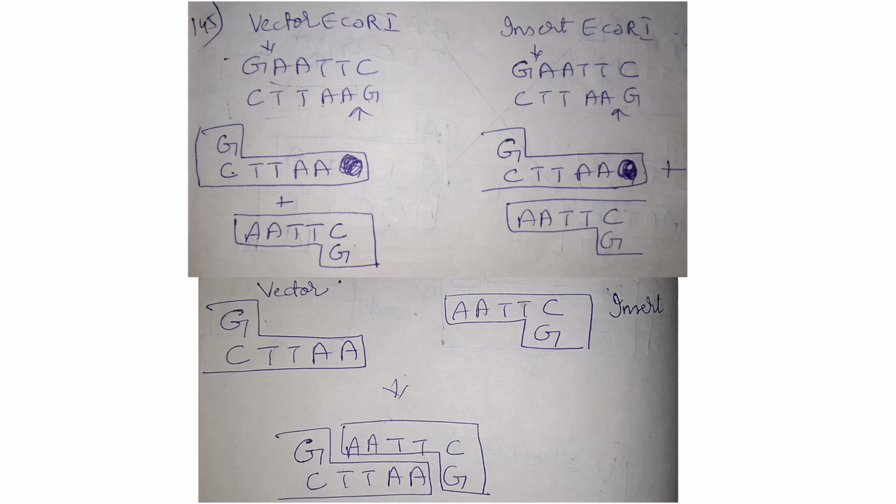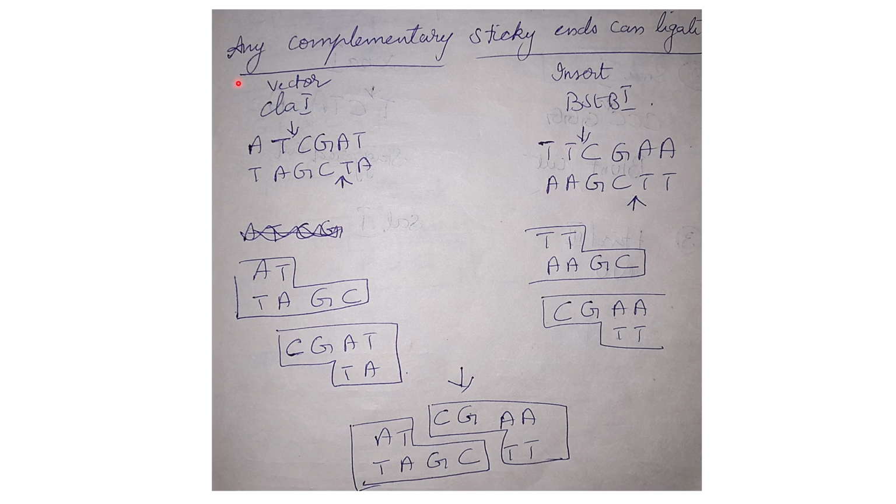Okay, now when explaining the question, you will understand what I meant. Now see here, any complementary sticky ends can ligate. So here the vector is cut with ClaI. It will cut over here and over here. This is the overhang that you get. Now the insert is cut with BstBI. It is a different enzyme. It will also cut here, but you see this is creating a single stranded end which is complementary to this one. So they both will ligate. So AT-TAGC can form complementary base pairing with this end CG.